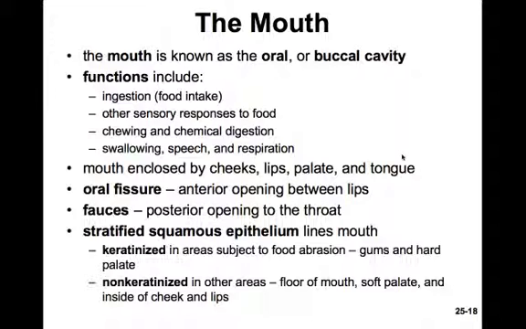It's enclosed by the cheeks, lips, palate, and tongue, which we'll examine here soon. The oral fissure is the anterior opening, so the mouth is basically the oral fissure. The fauces is the posterior opening to the throat. The majority of the mouth is covered by stratified squamous epithelium. It's keratinized in areas that are subject to a lot of abrasion, such as the gums and hard palate. And it's non-keratinized for most of the rest of it, the floor of the mouth, the soft palate, and inside the cheeks and lips.